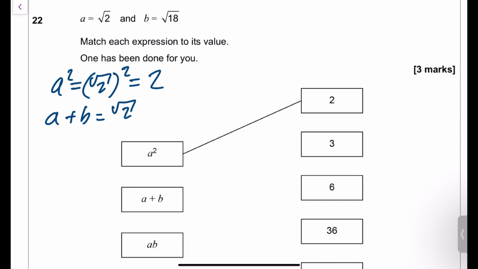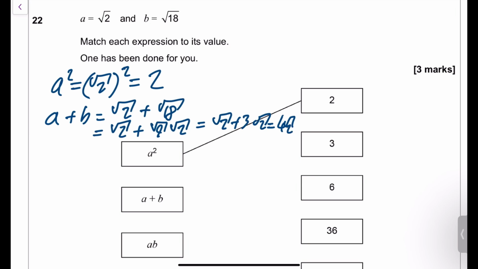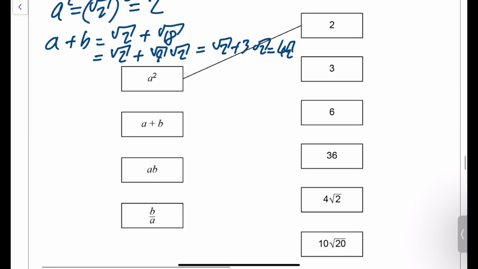So if we did a plus b, that's going to be root 2 plus root 18. Tidy that root 18 up. Root 18 is the same as root 9 times root 2, which is the same as root 2 plus 3 root 2, which is the same as 4 root 2. So that's what your a plus b is.